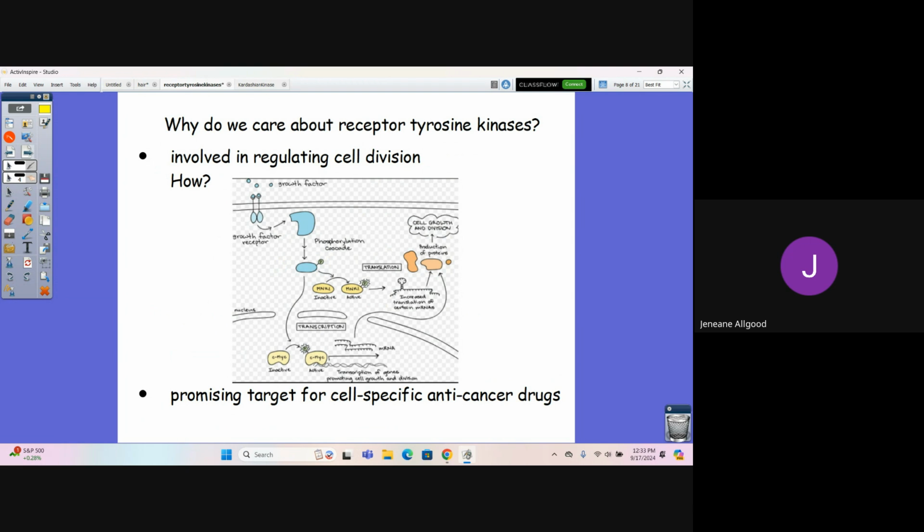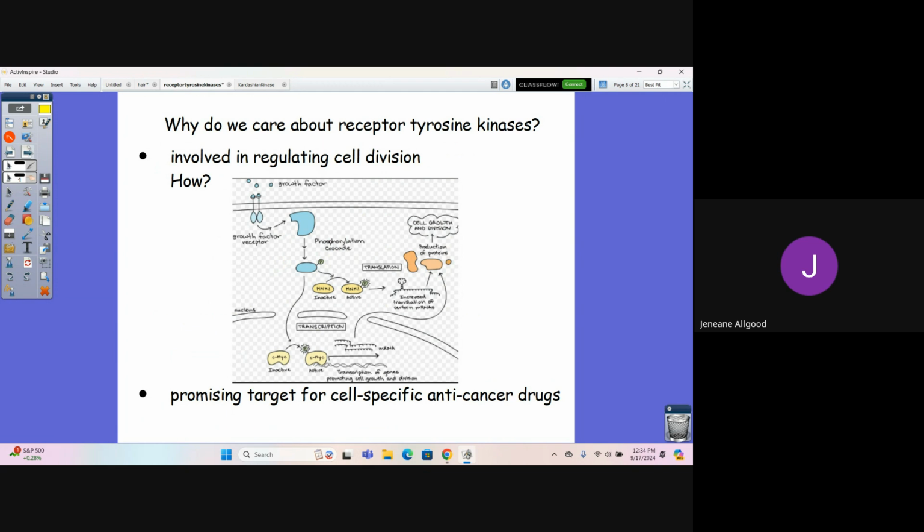So one of the things I would expect you to be able to do is look at a diagram like this and pick out what's familiar. I could show you a diagram like this. It involves growth factor and a growth factor receptor, and I could ask, what kind of pathway is this? Is this a G protein pathway, or is it a receptor tyrosine kinase pathway? How am I going to tell the difference? I'm going to look at the receptor.